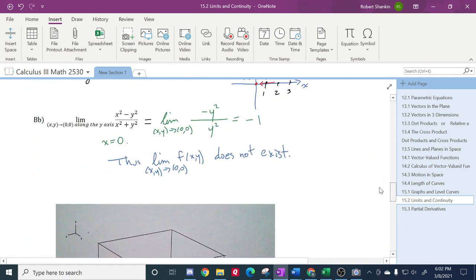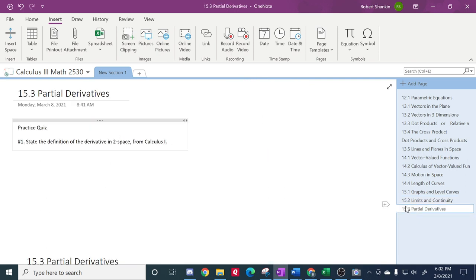Any questions before we move on to the main section for today? Alright, let's go to the main section, partial derivatives. There's just one practice quiz problem. State the definition of the derivative in two space from Calculus 1. Let me give you a minute there.